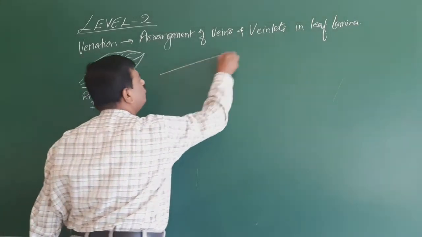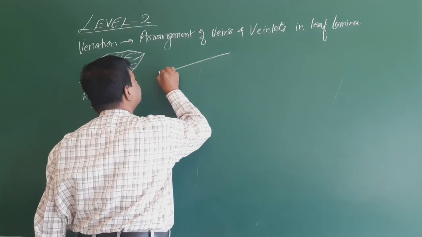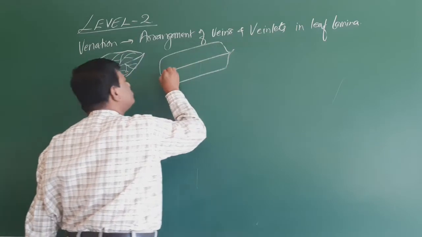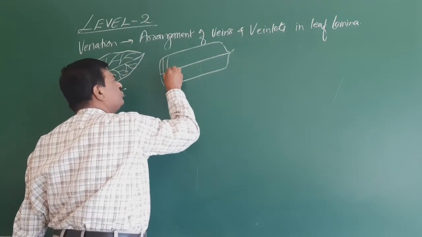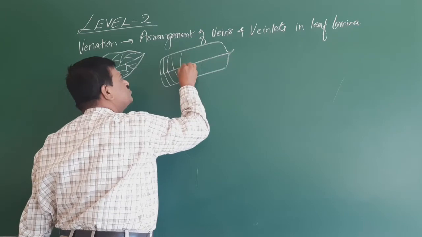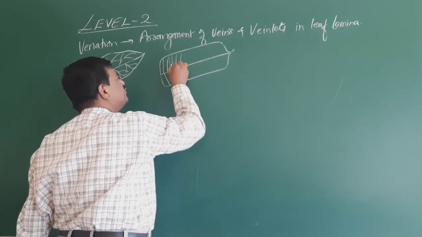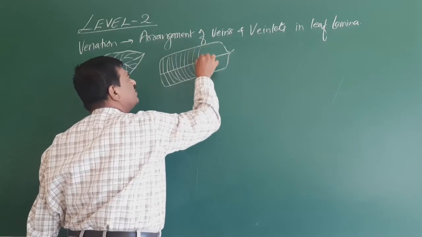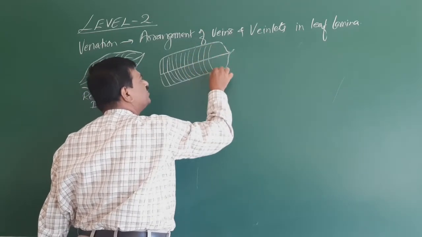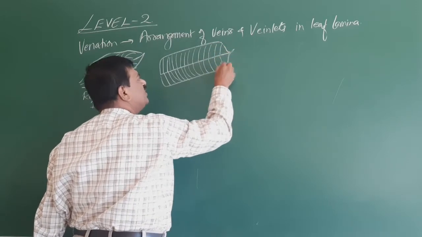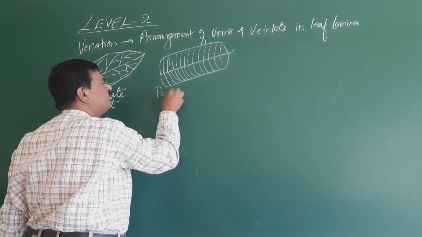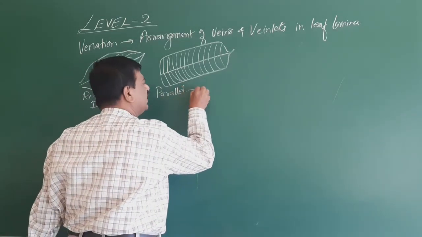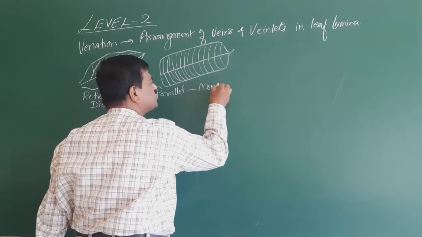Whereas, when we go for parallel venation, as in banana leaf, we see that the veins are present parallel to each other. Like this, the veins have been present, and this is called parallel venation. Again, there are pinnate and palmate arrangements, and this can be noticed in monocots.